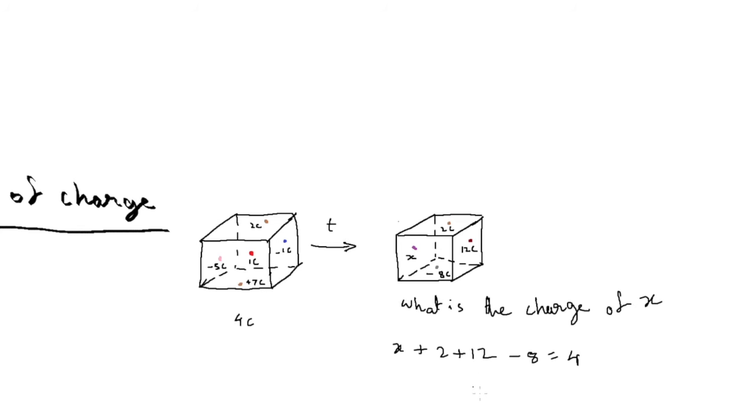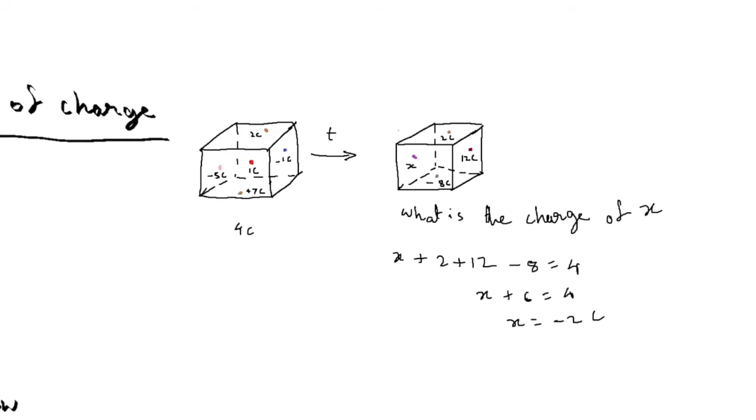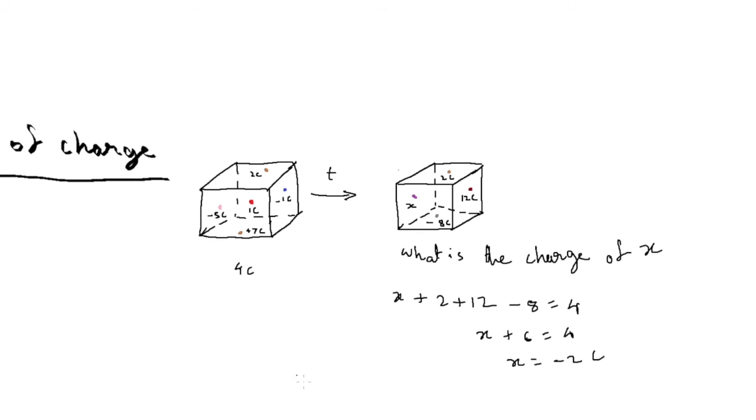Solving this equation, we get 4 plus 2, 6 equals 4, and we get that the unknown charge in the box is minus 2 coulombs. And that's basically the law of conservation of charge.